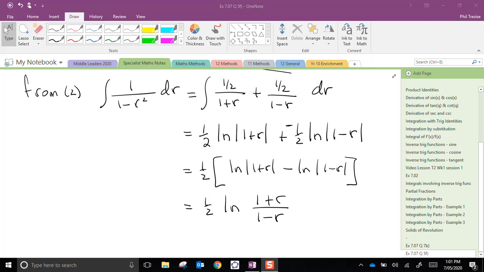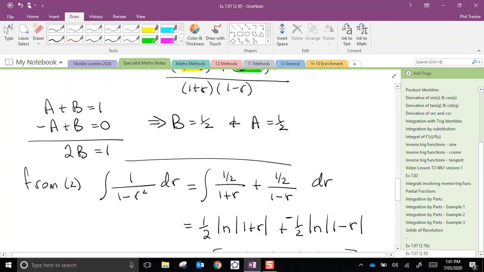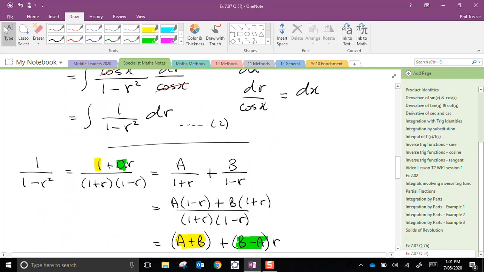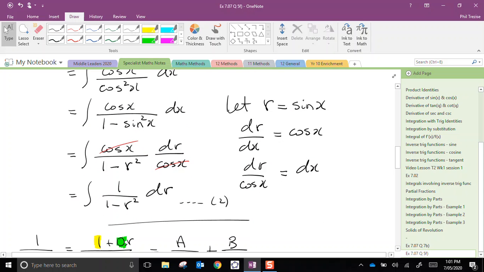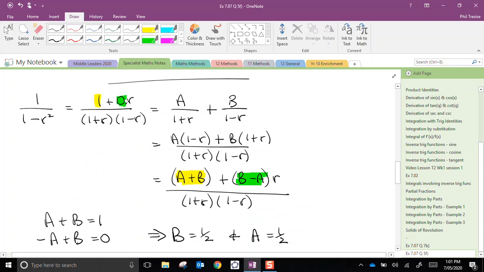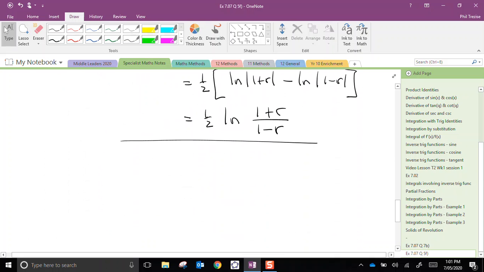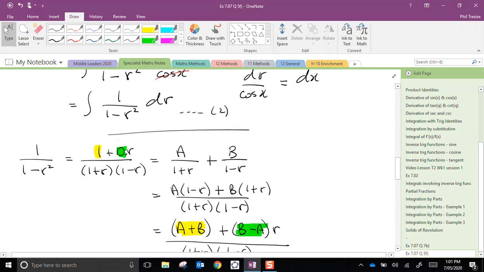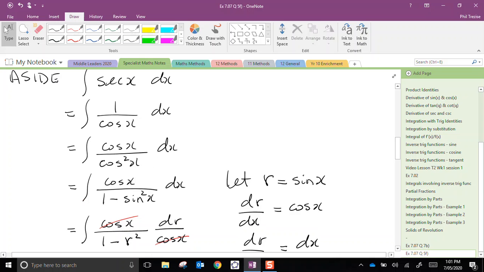So this is the integral of this expression, and of course that's just part of what we were doing, because r was a substitution from way back there. R was actually sine of x, wasn't it? So if I were to pick up from there, then let's go even further back.